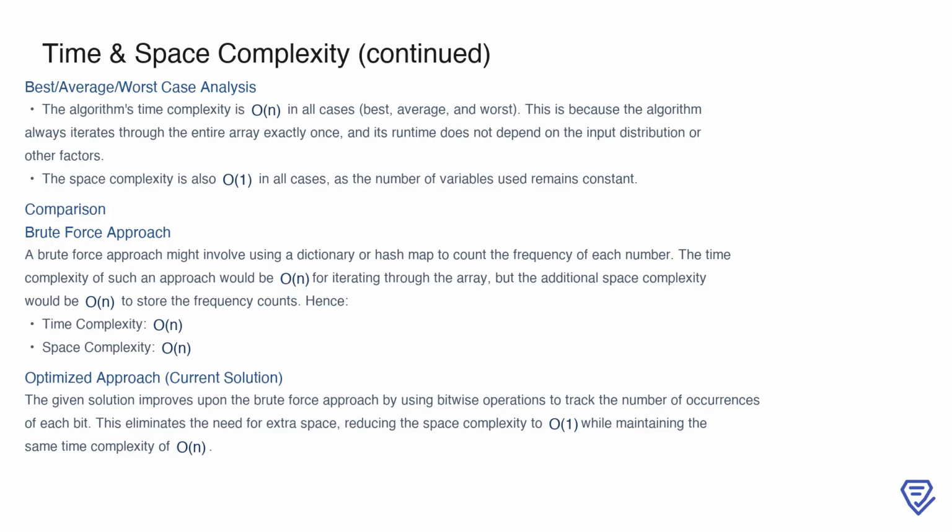If we compare this to a brute force approach, a common method might involve using a dictionary or hash map to count the frequency of each number. While the brute force method also achieves O(n) time complexity for iterating through the array, it incurs an additional space complexity of O(n) to store the frequency counts. By contrast, the current solution eliminates the need for extra memory by leveraging bitwise operations to track occurrences at the bit level. This optimization reduces space complexity to O(1) while still maintaining the O(n) time complexity, making it more efficient overall.